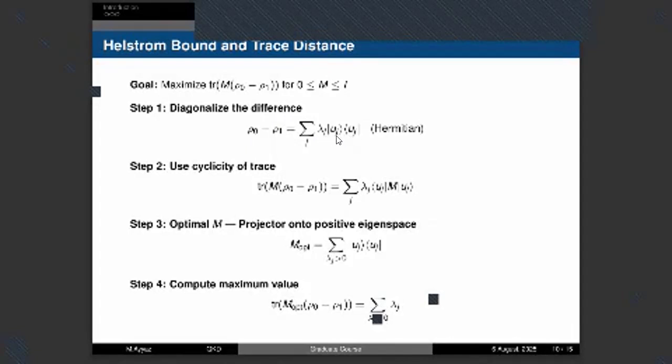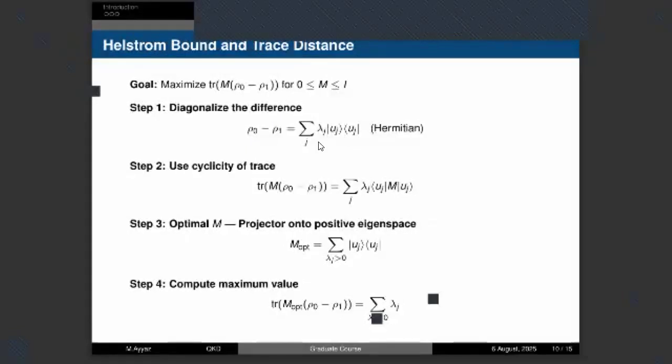These are the eigenvectors, or the orthonormal basis, of the density matrix, and lambda j is the eigenvalue. So writing this in that form and using the cyclic property of trace, we can write it as this. The optimal measurement is just the projector on the positive eigenspace of the given density matrix. So in that case, our problem takes this form.